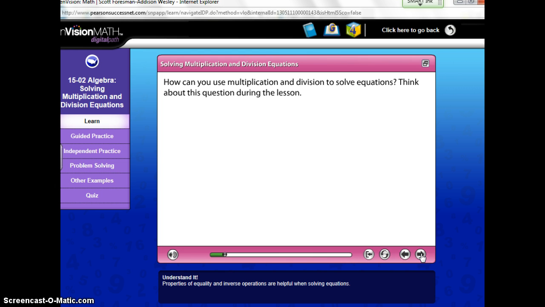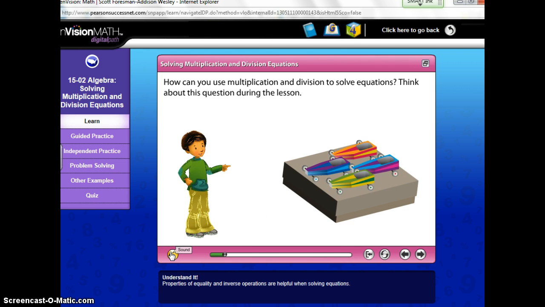Okay, so our question for today is how can we use multiplication and division to solve equations?